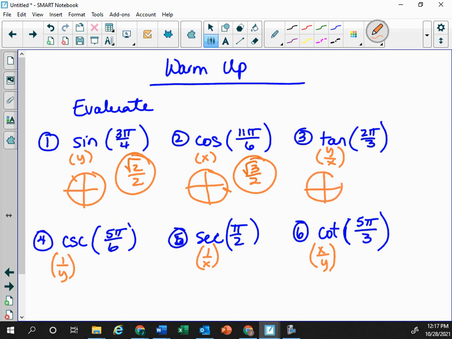All right, where's 2 pi over 3? Second quadrant, it's right here, okay? The ordered pair there is negative 1/2, root 3 over 2. I care about both of those when I'm doing tangent.